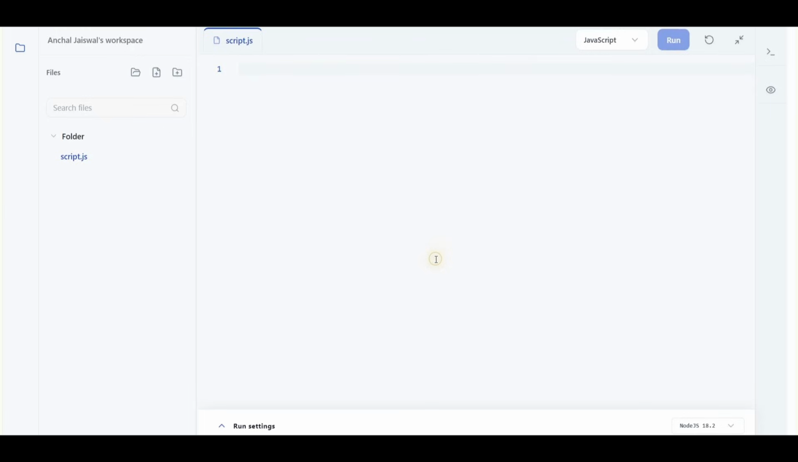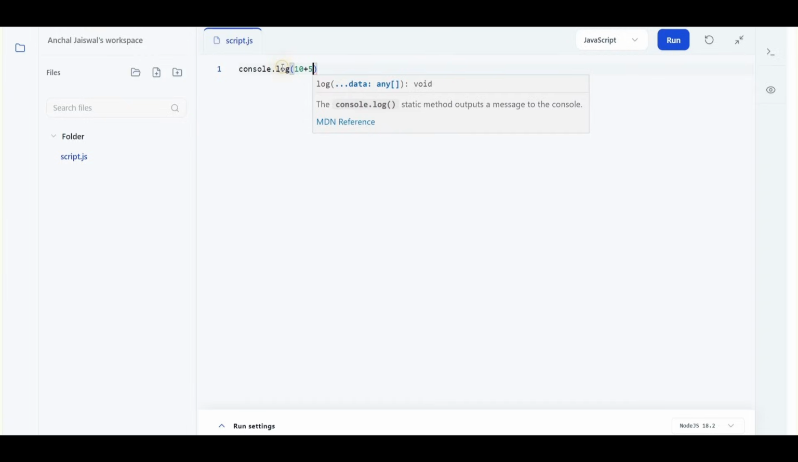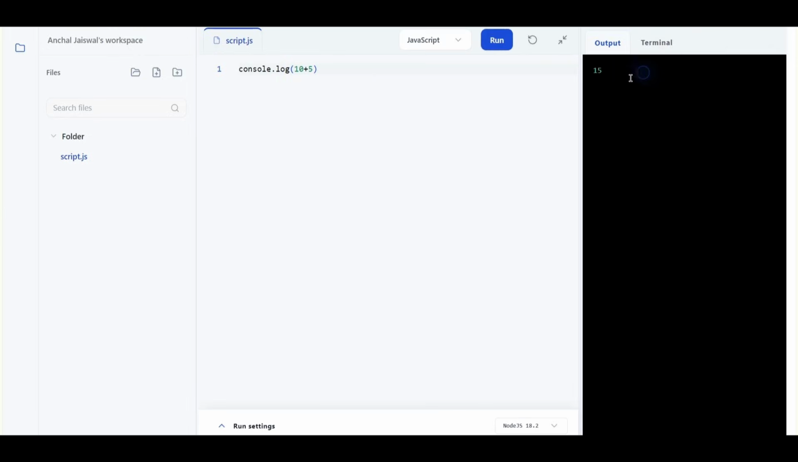Let's start with addition. The plus operator is used to add two values. For example, if I have 10 and 5, I can use the plus operator to add them. Let's run this and see the result. And we get 15 because 10 plus 5 is 15. So whenever we want to add numeric values, we can use the plus operator.